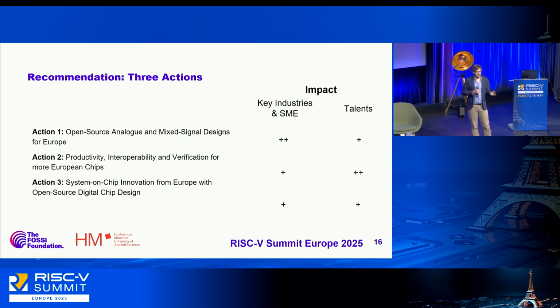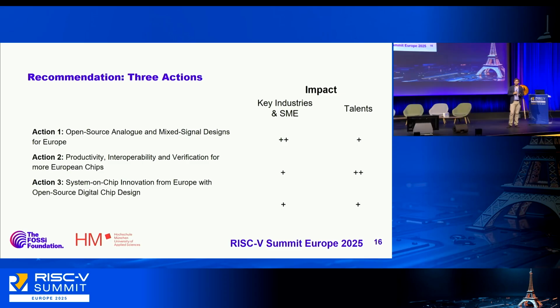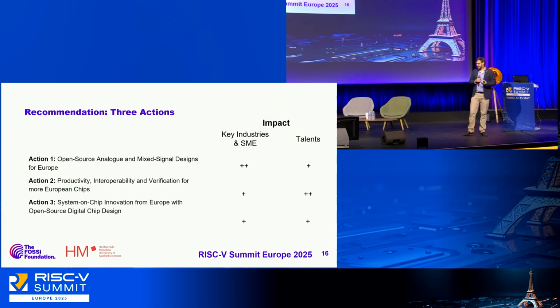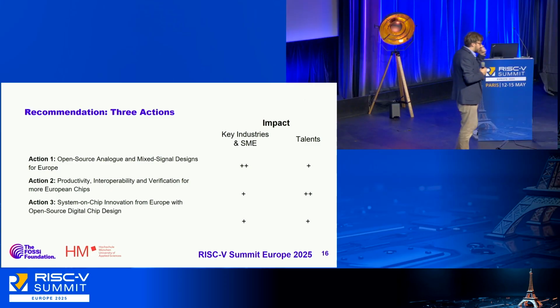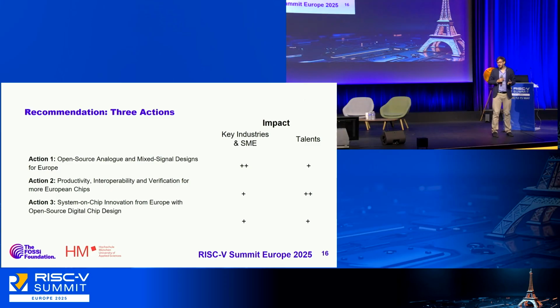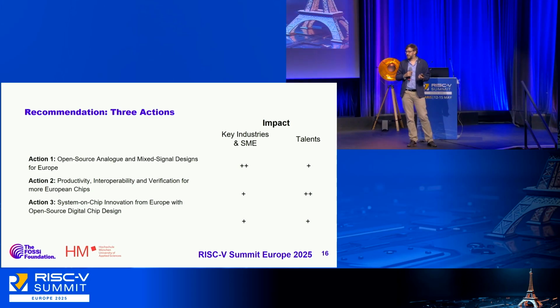On talents, in general, the problem is that in analog, even in Europe, I think the amount of analog trained talent is much smaller. So we will see. The second action that we defined is on productivity, interoperability, and verification, because I think the Draghi report summarized that productivity is one of the main gaps. So we identified this as an area we think, especially if we talk about talents, where creating talent that already has the right spirit around productivity should be a focus area.